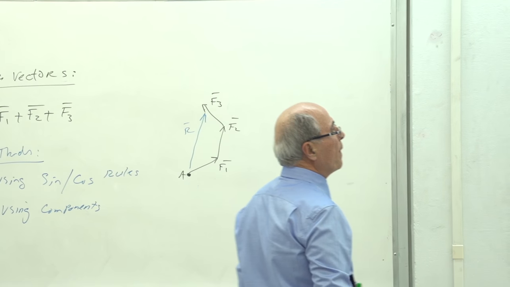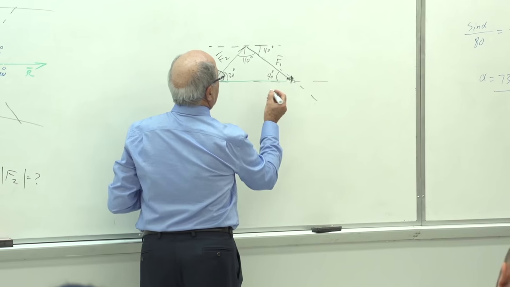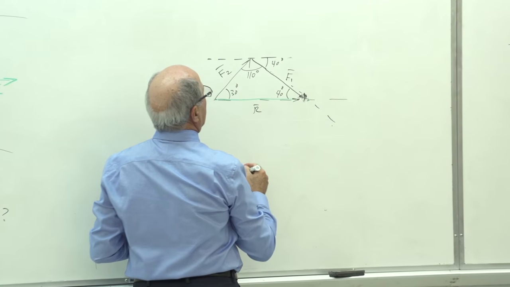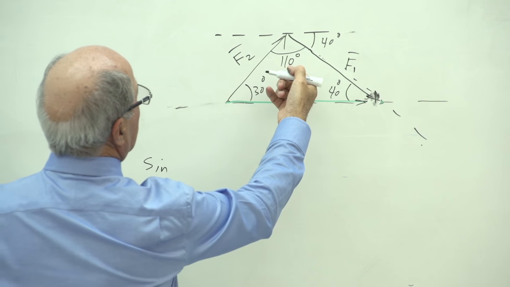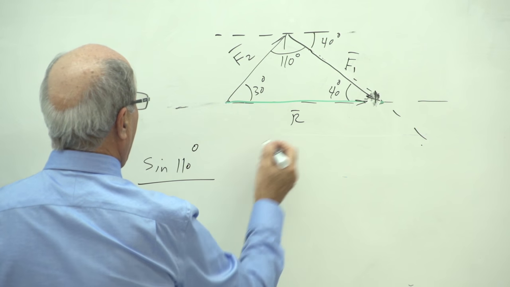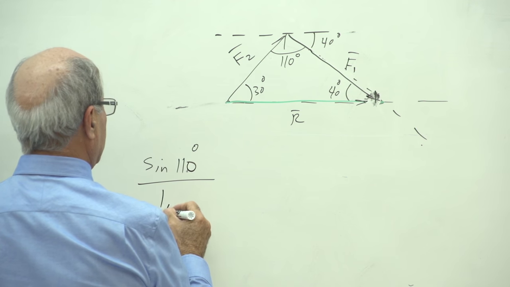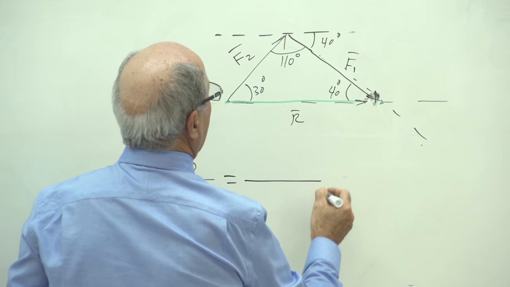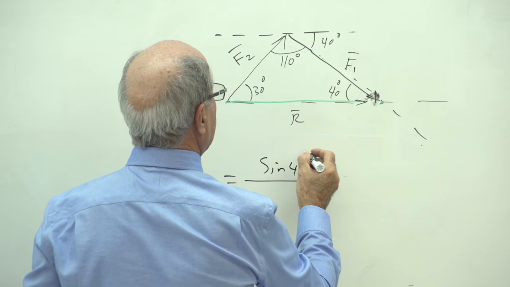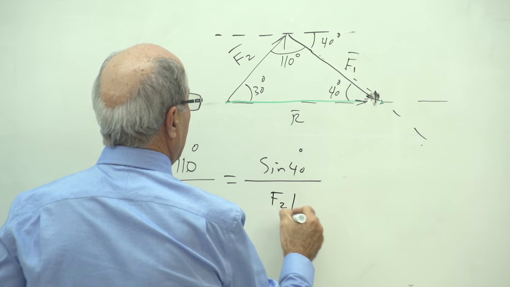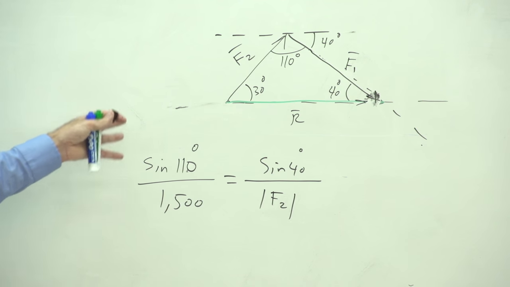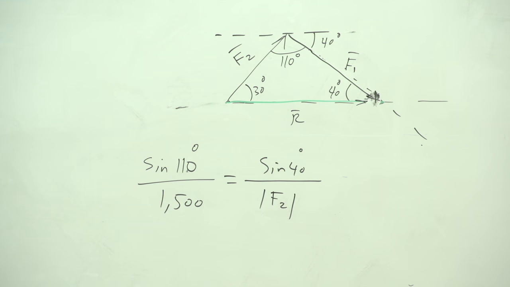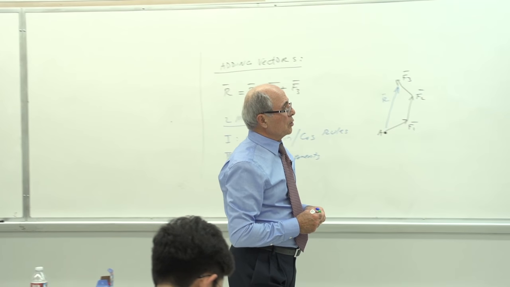So what is the magnitude? Of course, here, look what is given. The magnitude of R is given. So therefore, the angle, you can actually use sine. You can use sine of, reverse of the other way. Yes, you can use sine of 110 degrees over R, which was 1500 Newton, must be equal to, for example, sine of 40 degrees over magnitude of F2, and you write another one for F1. As you see, the rest is very simple because you already did your job by coming up with this polygon or this triangle. Is that correct or not? Yes? Okay, good.